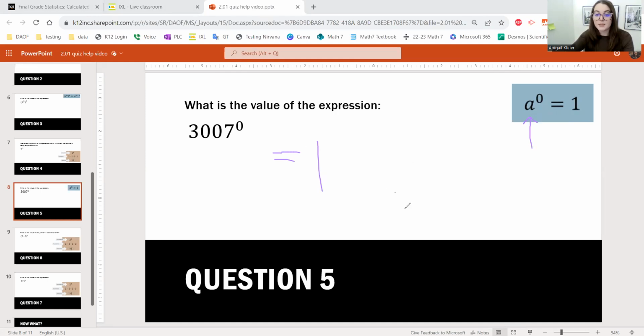I could have a base of 20 to the power of 0, and my answer would be 1. I could have a base of 15,000 to the power of 0, and my answer would be 1. So this is a great rule, your zero power property. Anytime you have a power of 0, that equals 1. It does not matter what your base is.